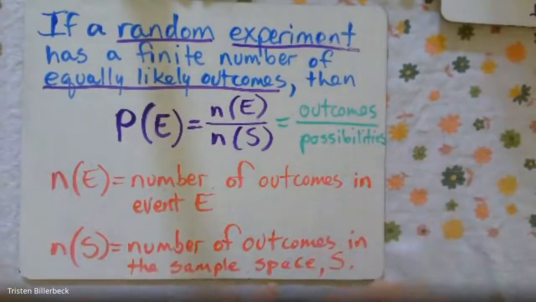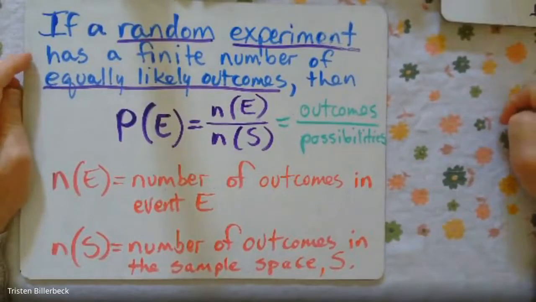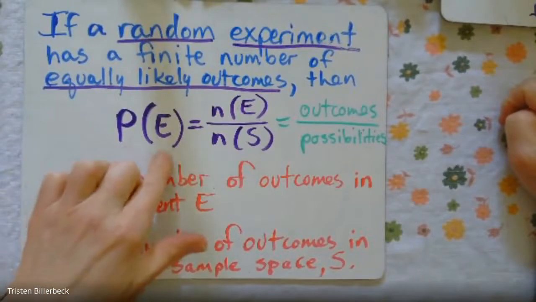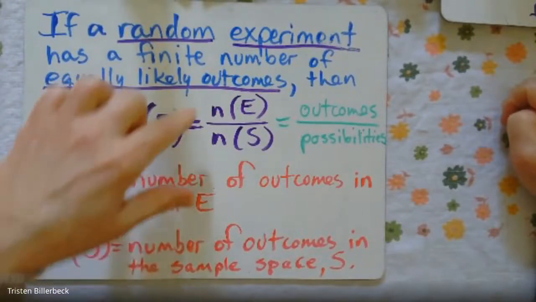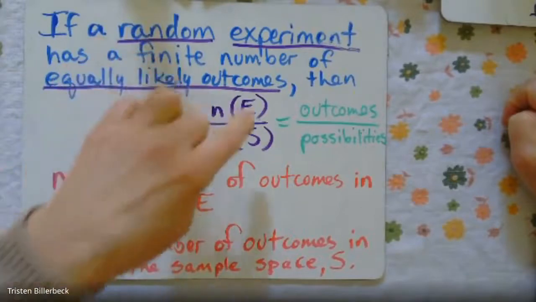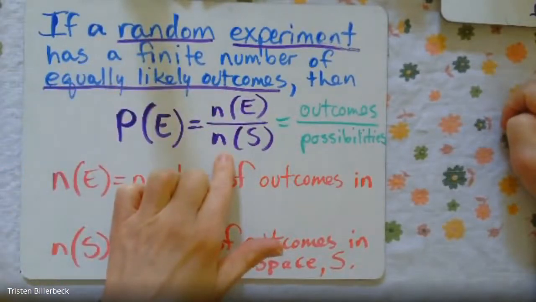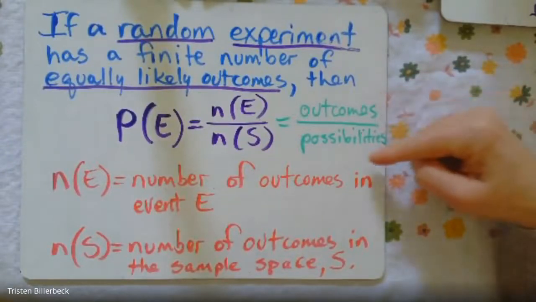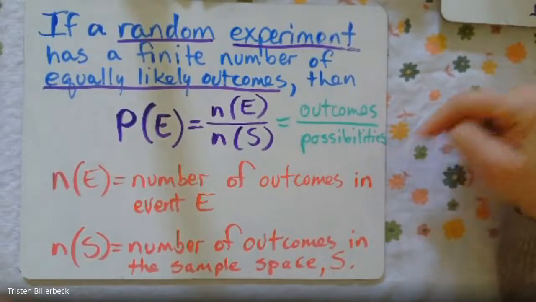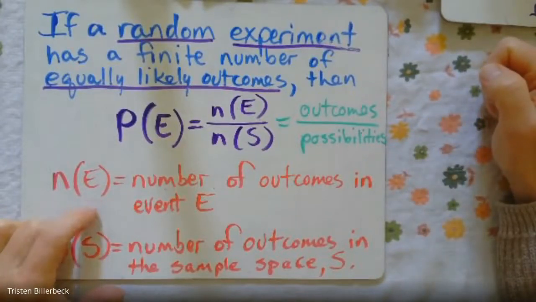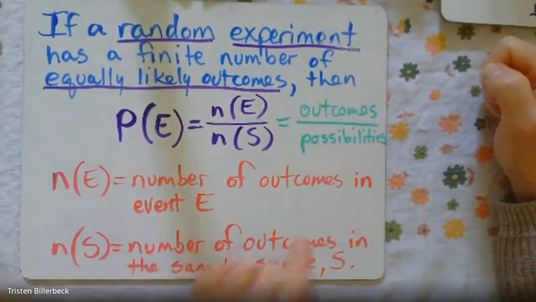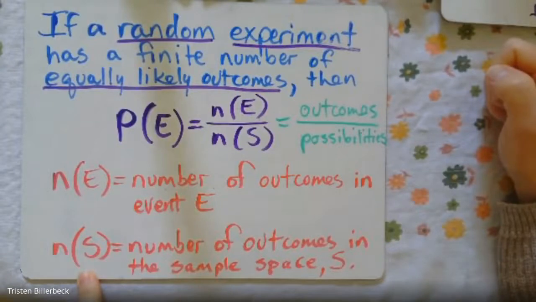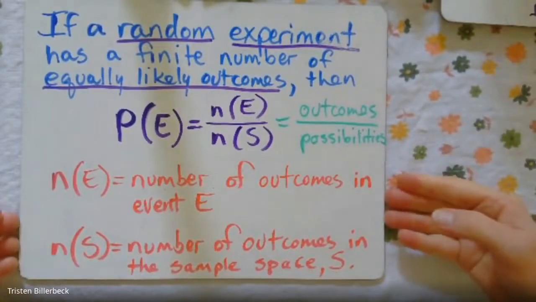If a random experiment has a finite number of equally likely outcomes, then the probability that event E will occur is the number of outcomes for event E over the number of outcomes in the sample space. So we could write this simply as outcomes over possibilities. So the number of outcomes in event E would be written like this, and the number of outcomes in the sample space S would be written as this.